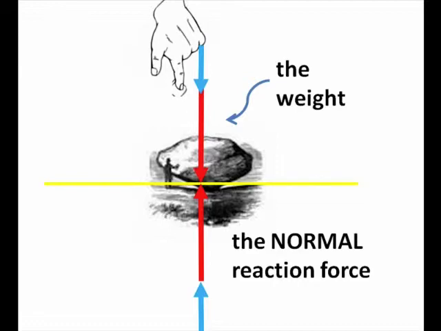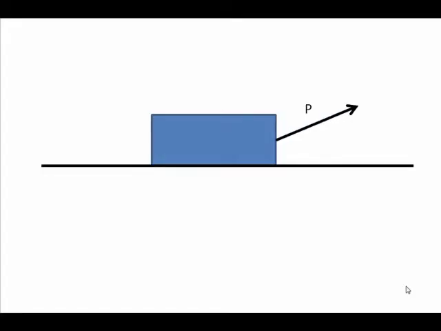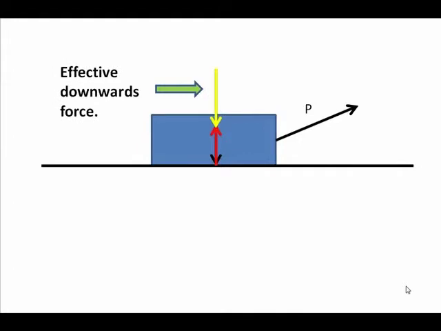Now let's look at what happens when we pull an object at an angle. So here's an object, and we pull it with a force P at an angle. In this case, we still have the weight pushing down on the surface, but there's the vertical component of that pulling force that reduces the effect of the weight. You can see it there. The full effect of that weight would not be felt by the surface now. It is reduced by the upward pull of that vertical component. So there's a lesser effective force pushing down. You can see it with that yellow arrow.